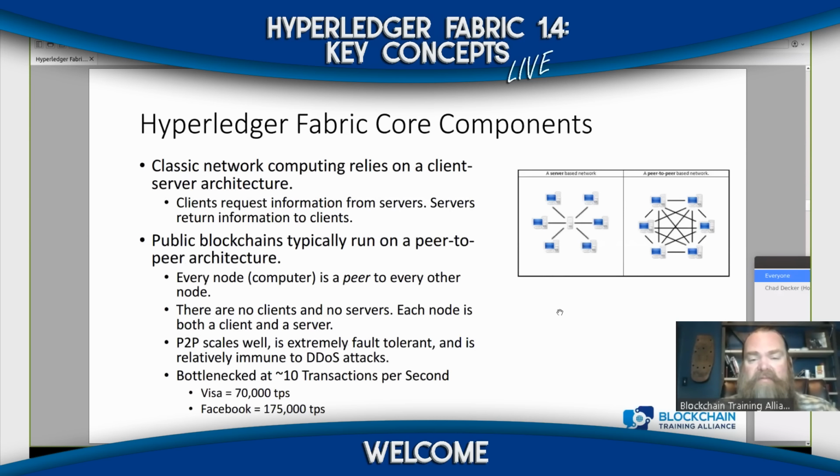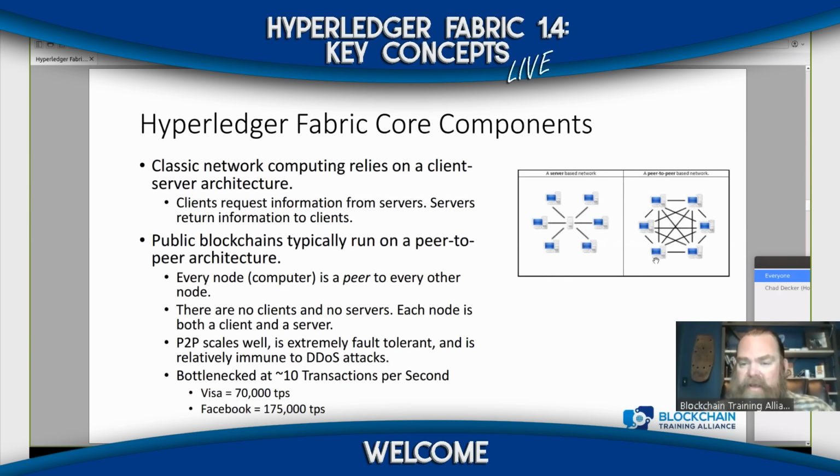Public blockchain platforms, things like Ethereum or Bitcoin, these generally run on what's known as a peer-to-peer architecture. And a peer-to-peer architecture is a very different kind of architecture from client-server. In peer-to-peer, we say that there are no clients and there are no servers. Every node or computer or server or user on the network, they are both a client and a server simultaneously. So on a client-server network, if I'm a client and I want something, I go ask the server and the server gives it back to me.